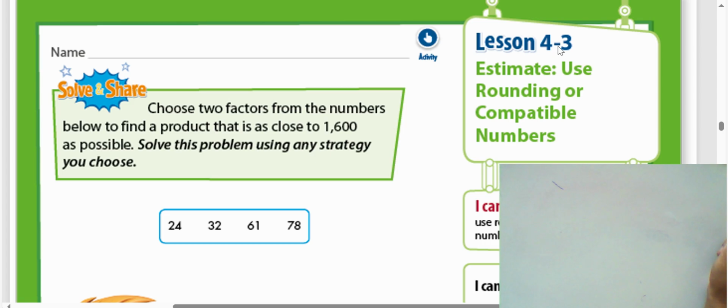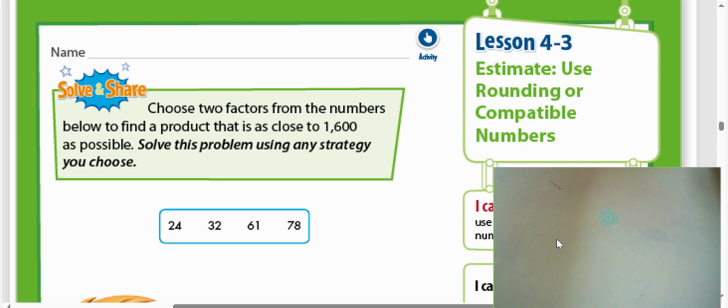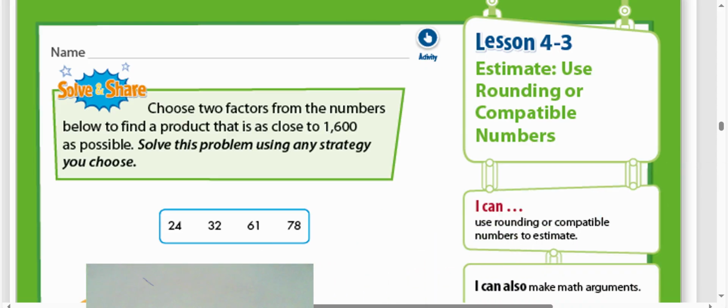Grade 4. Today we'll solve from volume number 1, topic number 4, lesson 3. Estimate using rounding or compatible numbers. Like this, here, 24 and 32 and 61. We asked about this question: choose two factors from the numbers below to find a product that is as close to 1600 as possible.